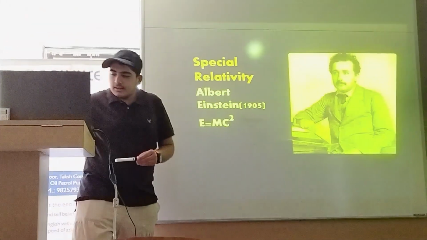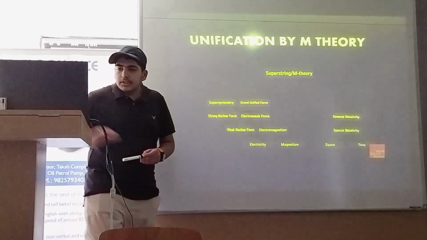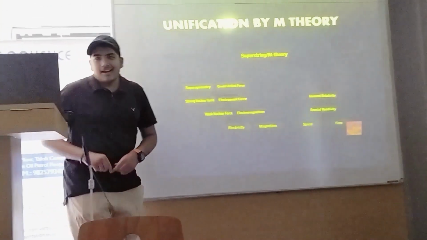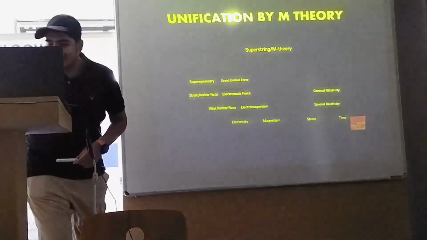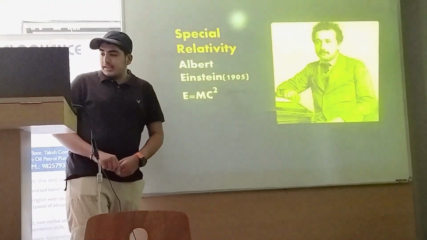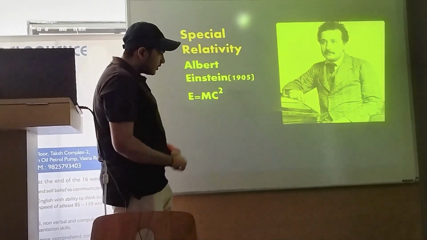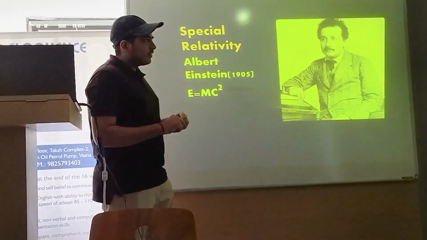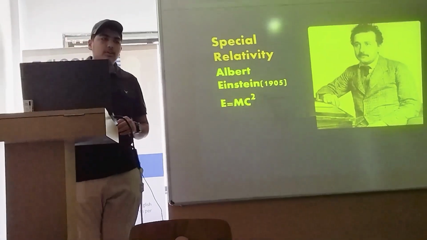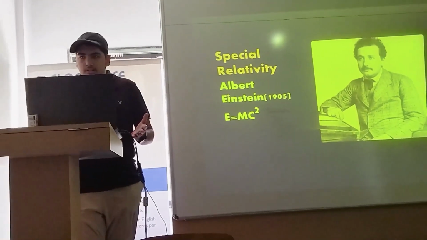Second, let's talk about the unification of space and time. That was done, as I told you earlier, by Einstein. Einstein in 1905 created special relativity. There were two parts of special relativity. The first part had two laws. The first one said that the laws of physics were applicable on every object.